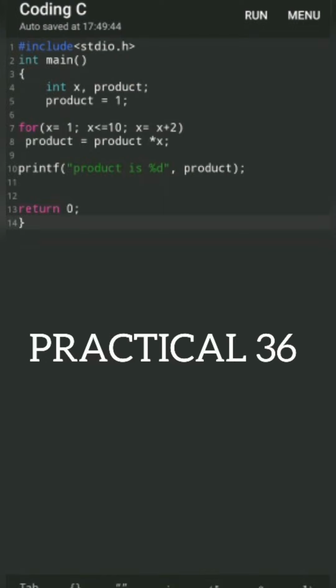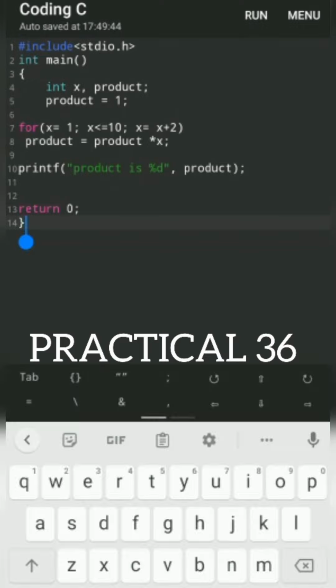So I'm just moving to the practical program number 36. Write a program that displays the product of all the odd numbers from 1 to 10 using a for loop. Here I will initialize only two variables: x will be used for increment and decrement, and product will contain the product of all the odd numbers from 1 to 10. A for loop is used to initialize the value.